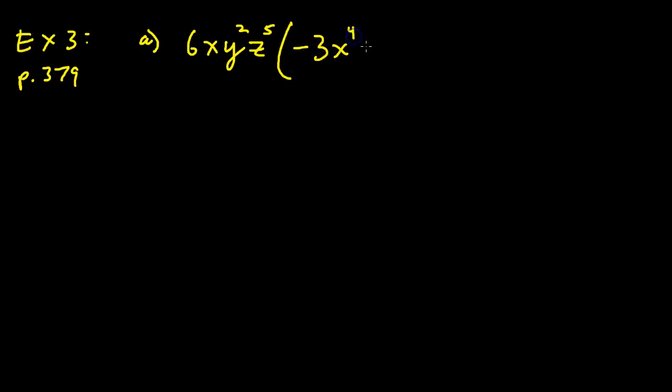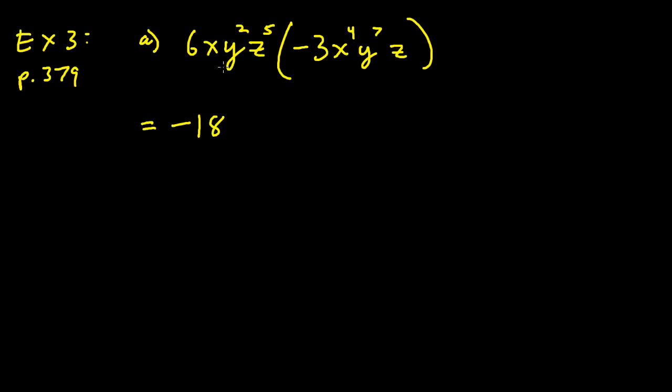the fourth, y to the seventh, z. All right, all these factors are being multiplied, so I can multiply them in any order I like. Let's crunch the numbers together. 6 times minus 3 is negative 18.